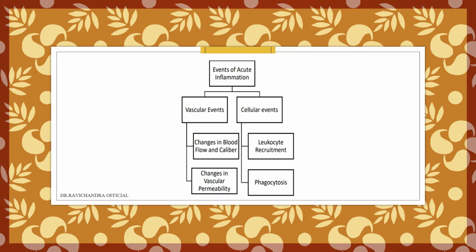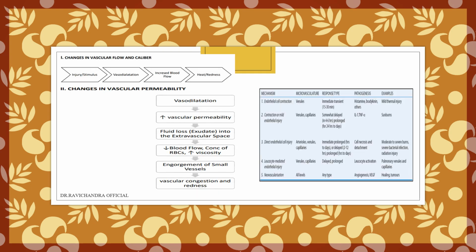So to conclude, events of acute inflammation are vascular events and cellular events. Vascular events are mainly changes in blood flow and caliber, and changes in vascular permeability. Cellular events, main events will be leukocyte recruitment and phagocytosis. Changes in the vascular flow and caliber: with the injury or stimulus, there will be first vasoconstriction, then vasodilatation, there will be increased blood flow, and because of this, rubor and calor, increased temperature and redness.